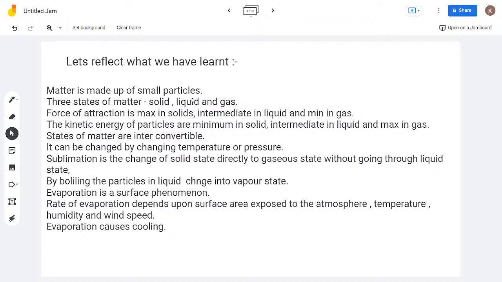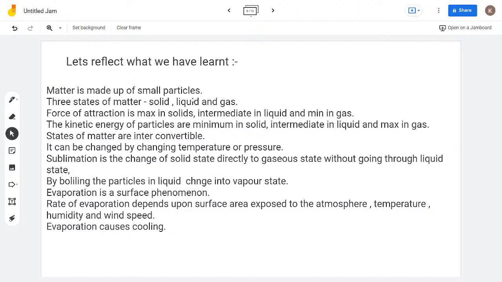Then we learnt about the force of attraction. Force of attraction is maximum in solids. It is intermediate in liquids and very less, minimum, in gases. And the kinetic energy of particles is minimum in solid, intermediate in liquid and maximum in gas. States of matter are interconvertible. We can convert from a solid to liquid state and a liquid to gaseous state and also get back the solid state from gaseous state too. We can change temperature or pressure to change the state of matter.